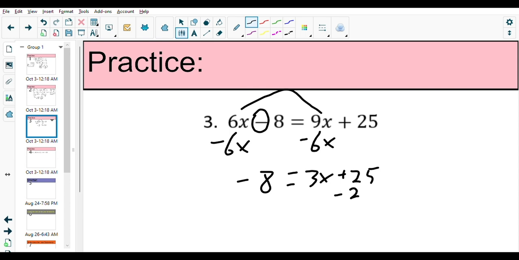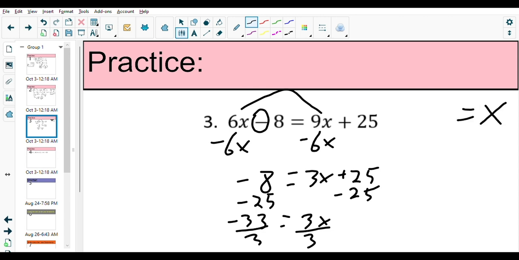So we subtract 25 here, subtract 25, end up with 3x, and negative 8 minus 25 is negative 33. Finish this out by dividing by 3. We end up with x equals negative 11. And we're done with that one.